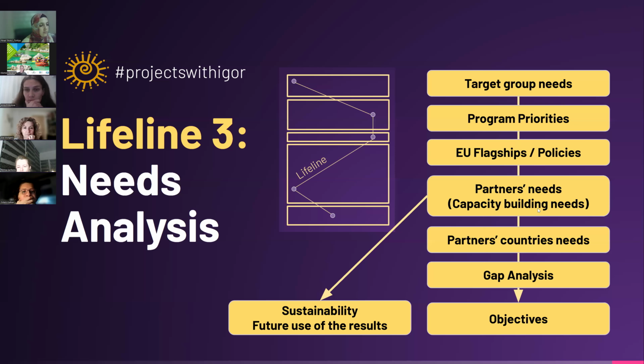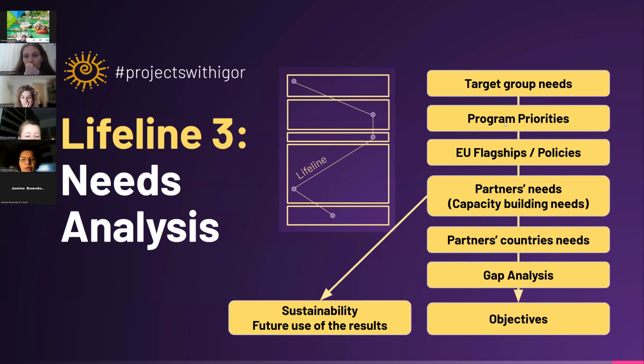But then when I try to figure out how all those puzzles come together, here comes another Lifeline called needs analysis, and it should go this way. You need to know the needs of your target group. So if this is a teacher in the school, those target needs, you need to first adjust to the program priorities, horizontal and specific priorities if you have this for Erasmus+, but you have priorities all across the EU. And then you need to adjust to the EU flagships.